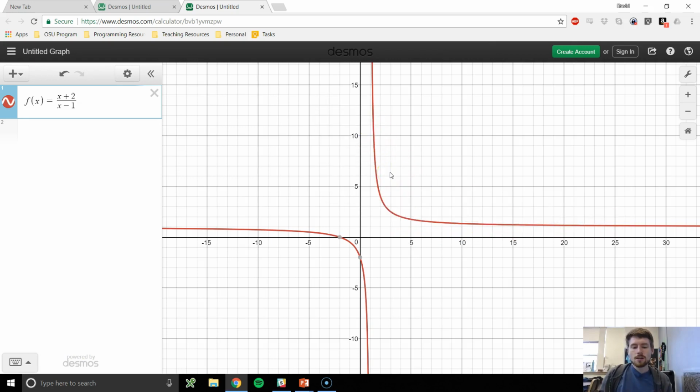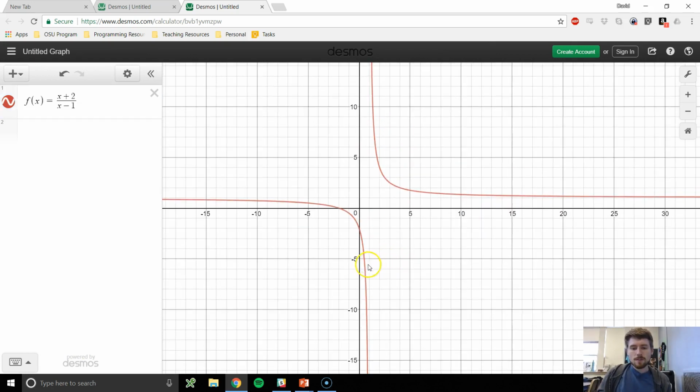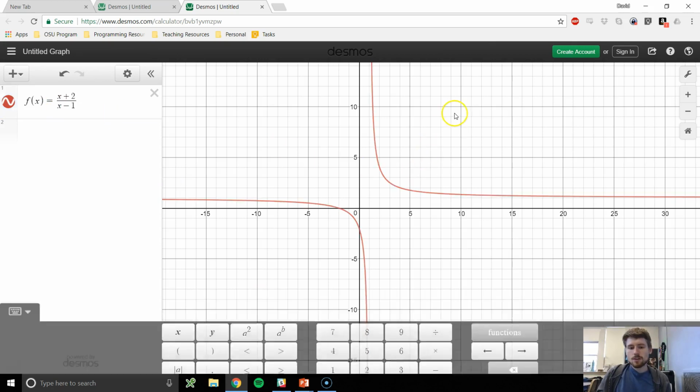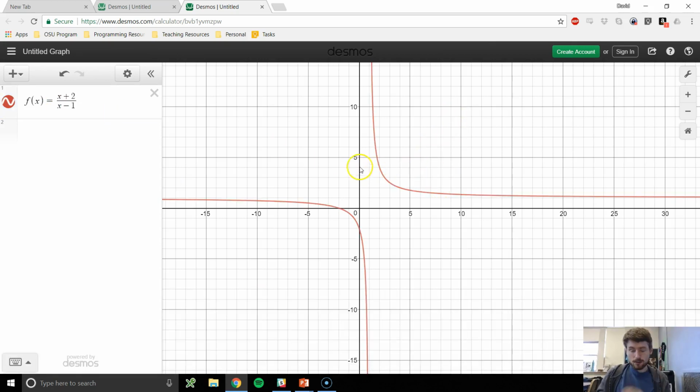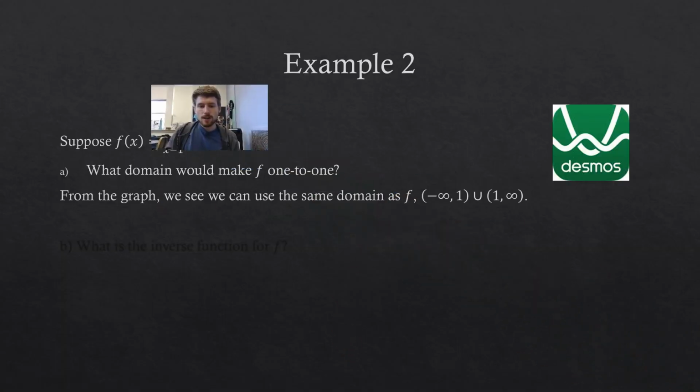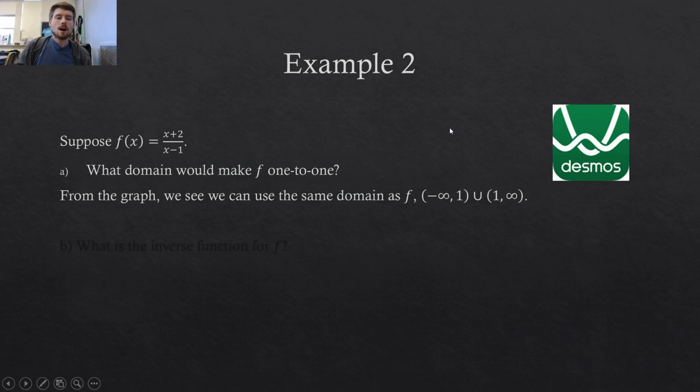and so there's zero overlap. If we look back at the original function, we can see that the domain is everything but 1. So that's going to be the domain we take for the inverse function, because that's the domain of the function f. Okay, so we're going to get the whole thing, since it's already one-to-one. Alright, so what is the inverse function for f?